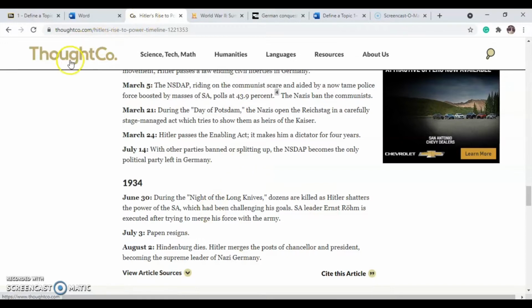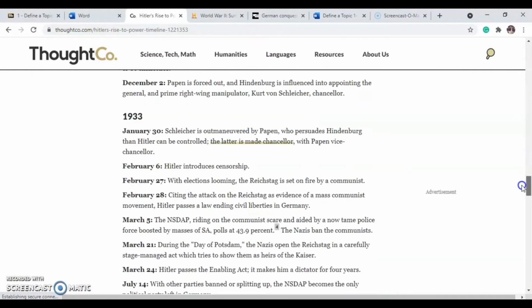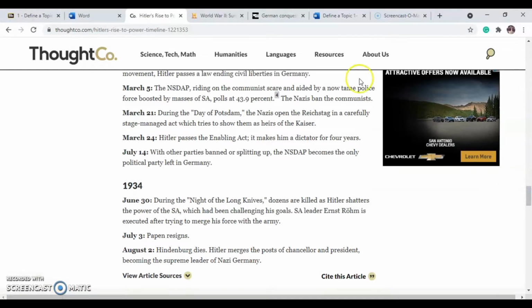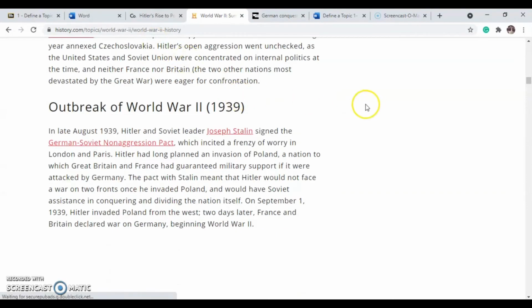For this website, .co.com, they show how Hitler got into power. Next up, we'll go to another website, which is trustyhistory.com, and now we'll go to Hitler's attacks, his reign.